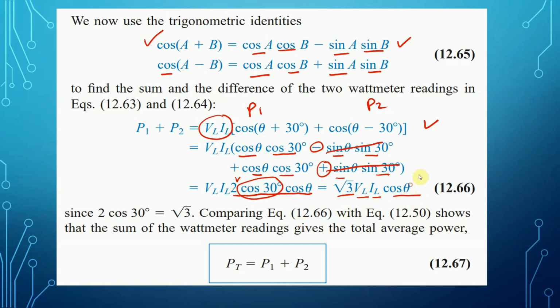And theta is the power factor angle. So it means to say that we have already proven that PT is equal to P1 plus P2. Right? Because you still remember our general equation: P total is equal to square root of 3 VL IL cosine theta. This is our equation for the total power for the three-phase.